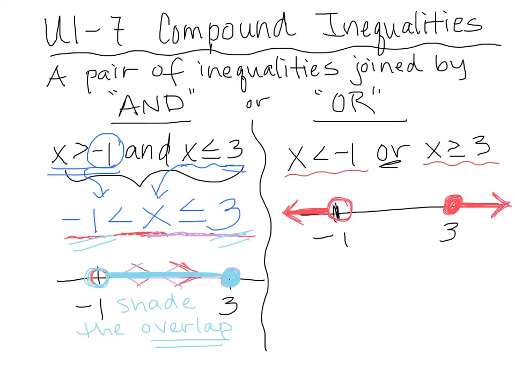Notice here that these two intervals are going away from each other. There is no overlap, but that's okay. Both of these two intervals together create the shaded region for all x values less than -1 or greater than or equal to 3. So that's what the graph would look like.